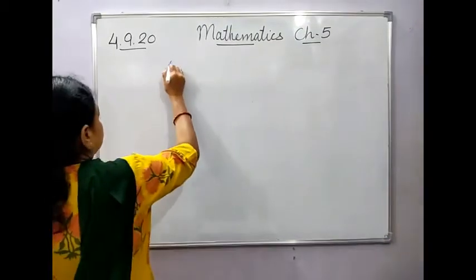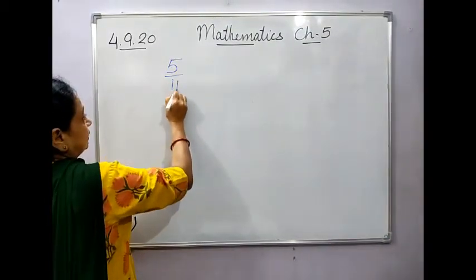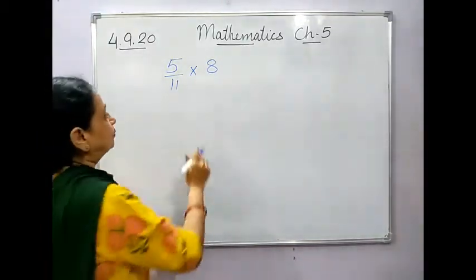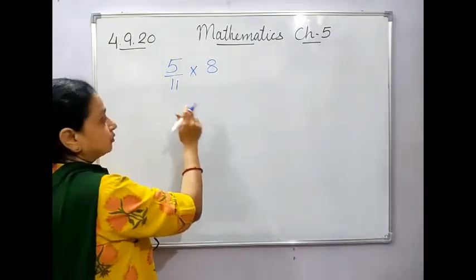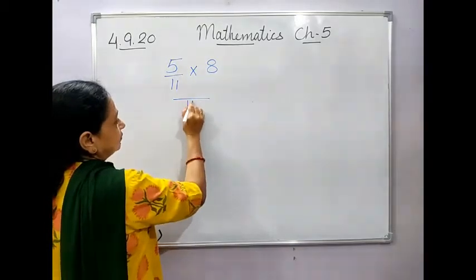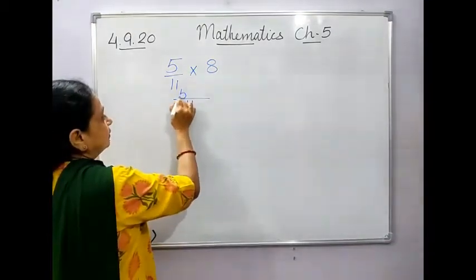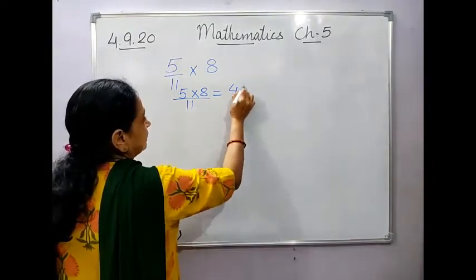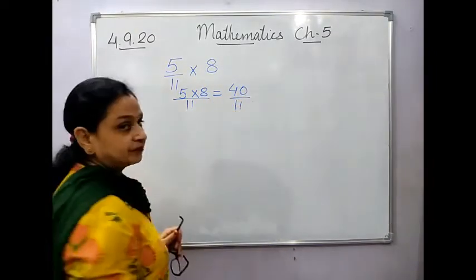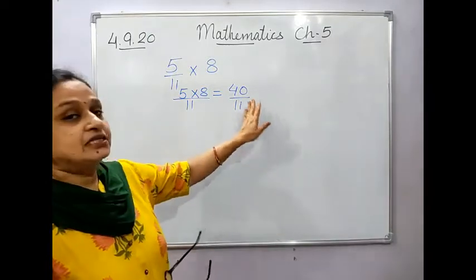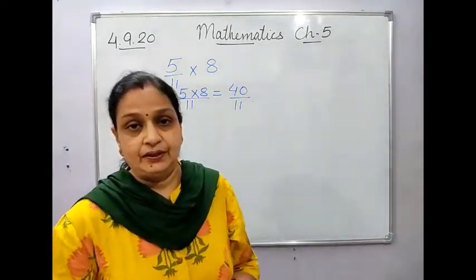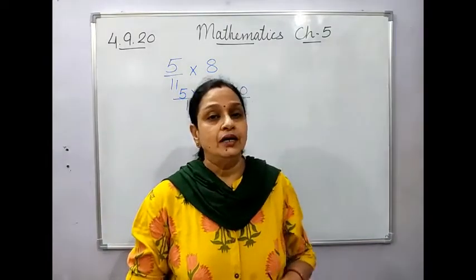Suppose I have taken 5 upon 11 multiplied by 8. So what you will do, since the denominator remains the same, you will write the denominator like here, 5 multiplied by 8, 5 8s are 40, upon 11. And you know that in fractions we have to reduce the answer to its lowest term. Okay, we have to reduce it to the lowest term.